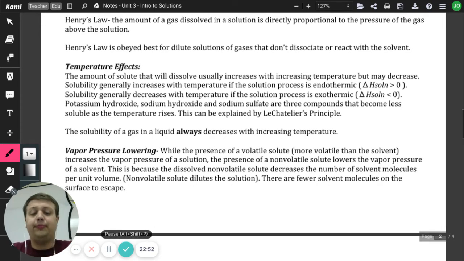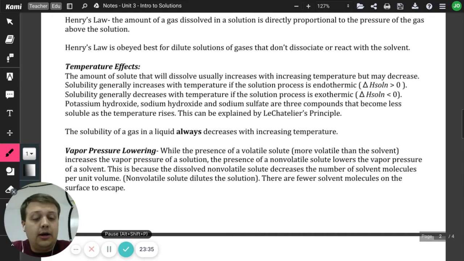Okay, so let's talk about temperature. Now, the amount of solute that will dissolve usually increases with an increase in temperature. But it could also decrease, so we do need to keep that in mind, and we'll talk about some of those times that it does decrease. In general, increasing the temperature and increasing the solubility is going to happen in an endothermic reaction. So solubility occurs quicker if the temperature is increasing, if I'm talking about an endothermic reaction. Now, if I'm talking about an exothermic reaction, the solubility will generally decrease with a decrease in the temperature.